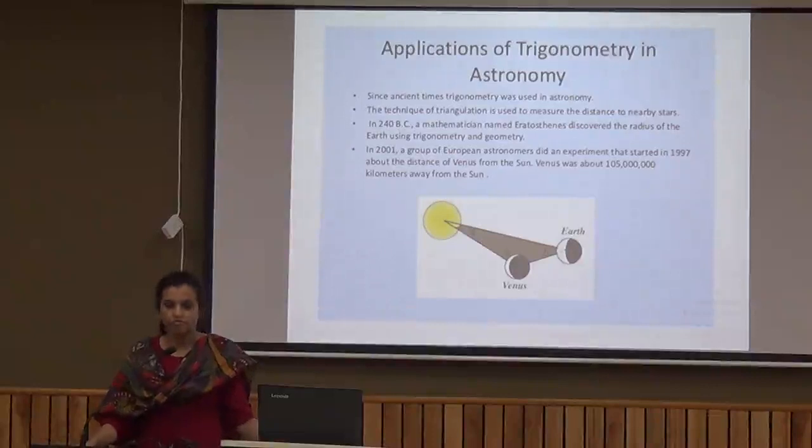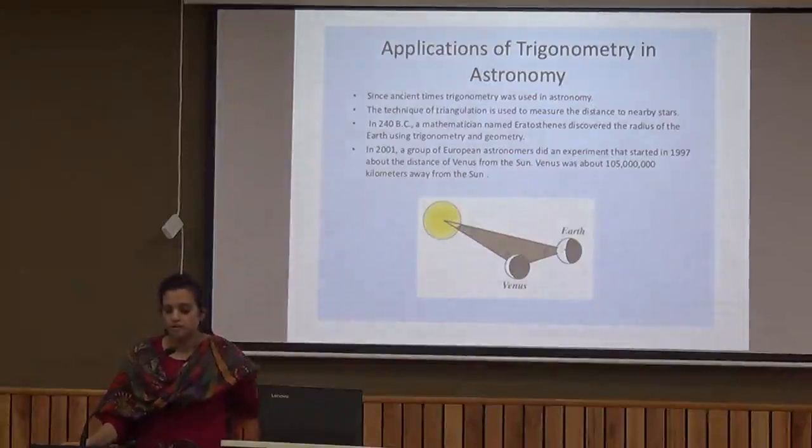Now let's come to a very recent fact, which was in 2001, a group of European astronomers did an experiment that started in 1997 about the distance of Venus from the Sun. Venus was about this many kilometers away from the Sun. Can you see the distance?